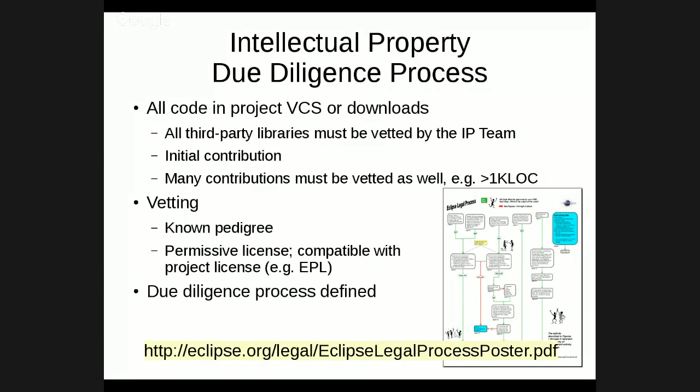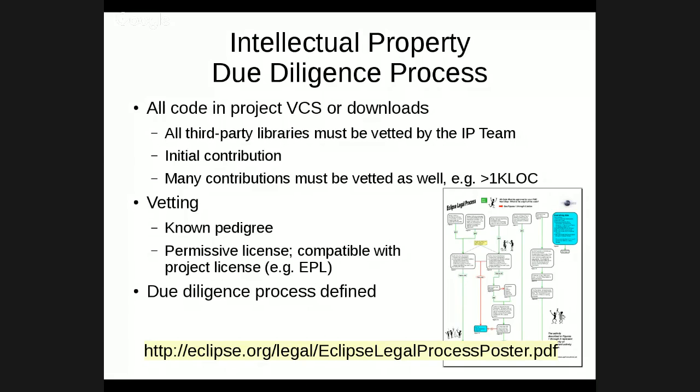What the IP team looks for is, for third-party libraries and for contributions, they actually go through the code. They look for evidence that the code has known pedigree. We need to know who actually authored it. We need to know who owns the code. We need to know that the people who have authored the code and have ownership of the code are indeed the people making the claims.